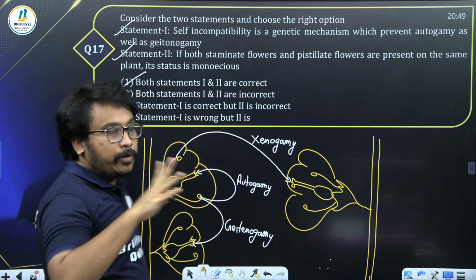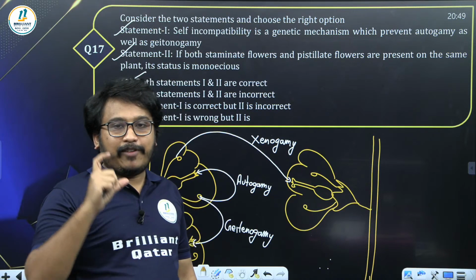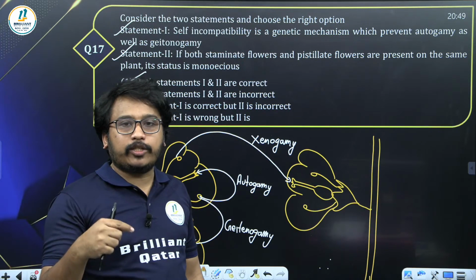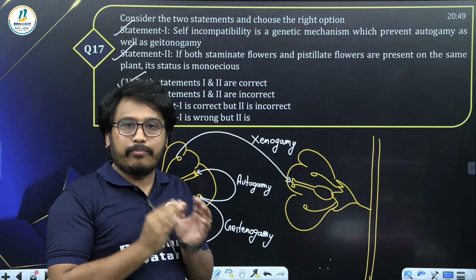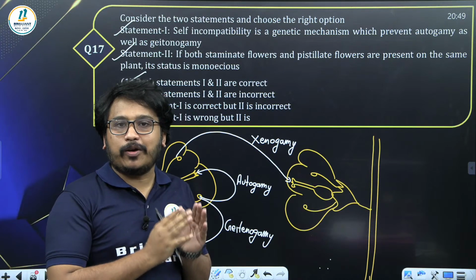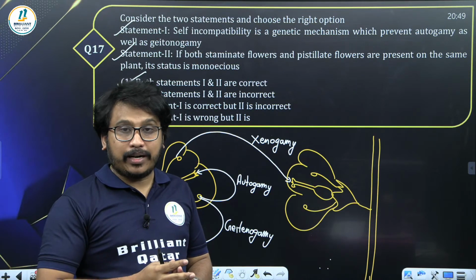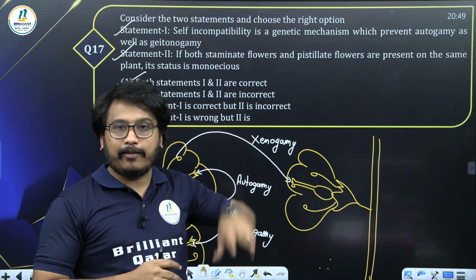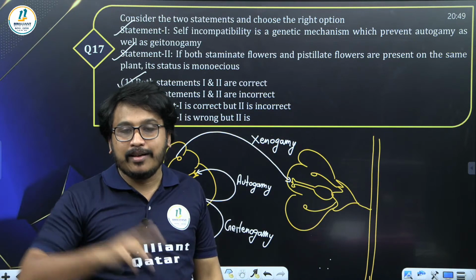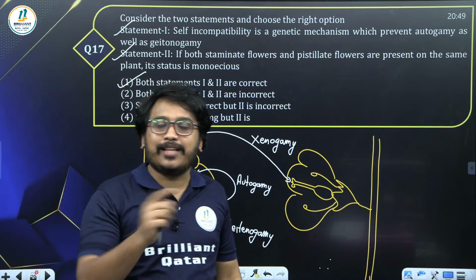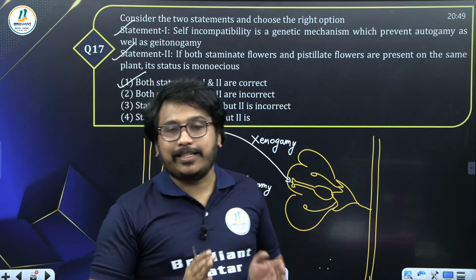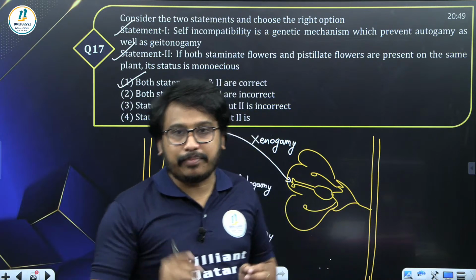Then two more statements: what is monoecious and dioecious. If a plant has unisexual flowers of both kinds in the same plant or bisexual flowers, then it is called monoecious. But if a plant has only male flowers, staminate flowers, in one plant and pistillate flowers in another plant, then it is called dioecious. Dioecious means sexes are separate.